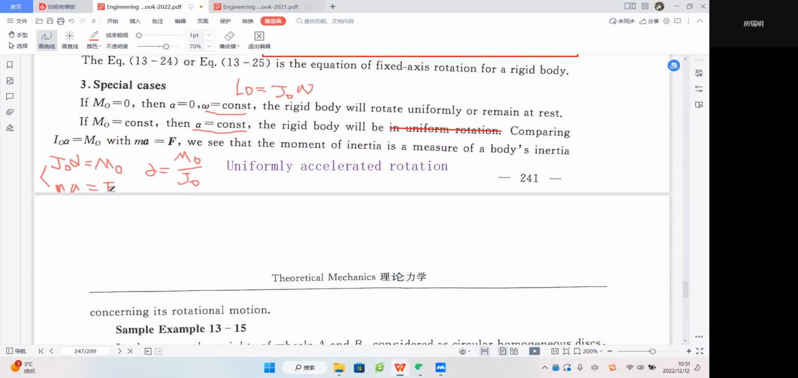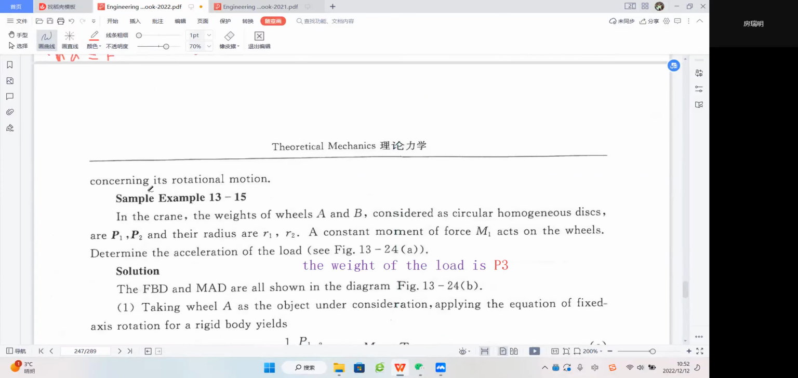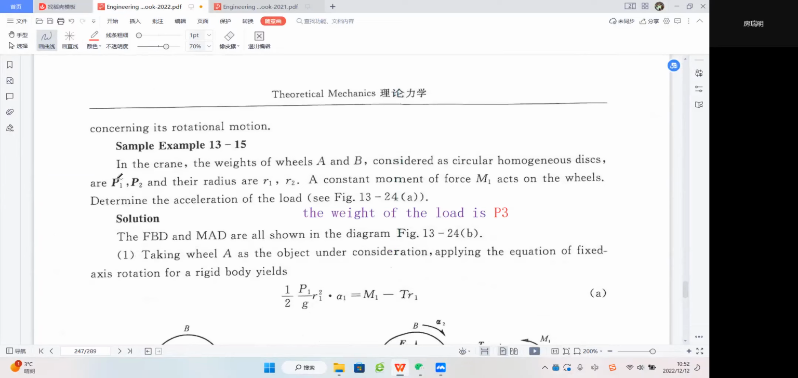So actually these two equations are very similar. This is the second law of motion. It denotes linear acceleration, but this alpha is angular acceleration. So this is the mass moment of inertia, and this is the moment, and this is the resultant force, right? So that is the thing. We still have a little time. We should quickly see another example.